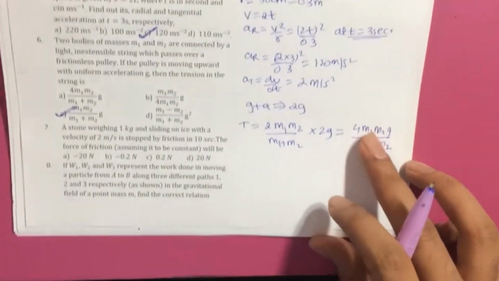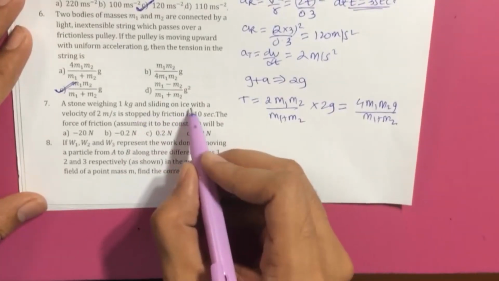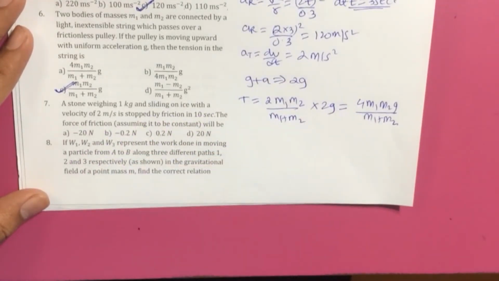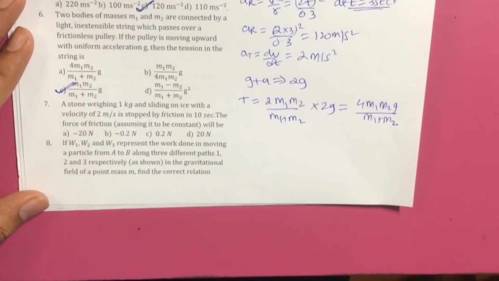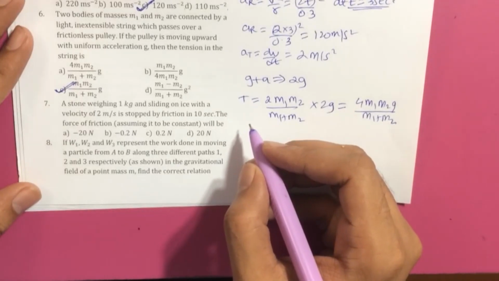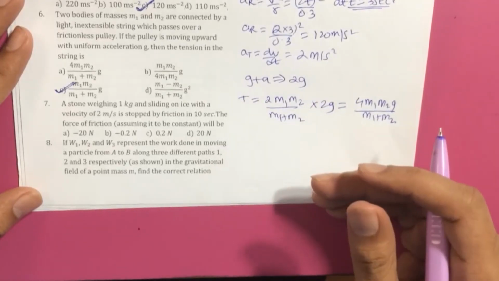Question 7. If a stone weighing 1 kg and sliding on ice with a velocity of 2 meters per second is stopped by friction in 10 seconds, the force of friction, assuming it to be constant, will be. Now the question says, stone weighs 1 kg sliding on ice with velocity 2 meters per second is stopped by friction.